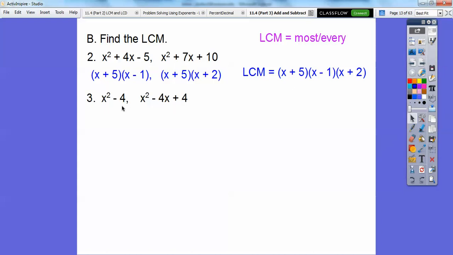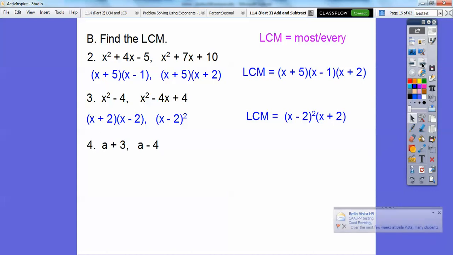Okay, factor these guys. This one is a difference of squares, x plus 2, x minus 2. Factors of 4 that add to -4 are -2 and -2. So that's x minus 2 squared, okay? Most of every, so the most group of x minus 2's is this one, and don't forget your x plus 2. So your LCM is x plus 2 times x minus 2 squared. Whatever order you want to put it in is fine.